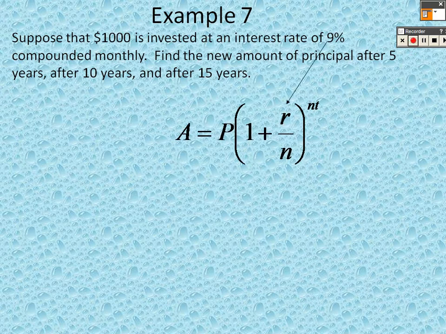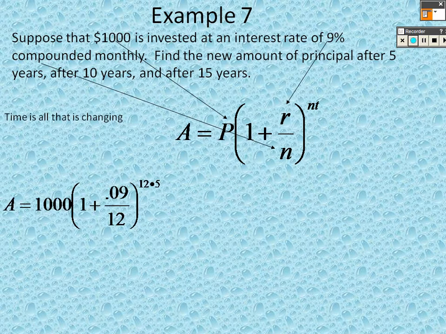So, you're putting a rate of 9%, so that will go in as 0.09. You're putting in $1,000, so that goes in for P. The N, they're telling you that it's compounded monthly. Monthly means 12 times a year, so I'm going to put a 12 in there. And the first one says do it for 5 years, so I put 5 in.